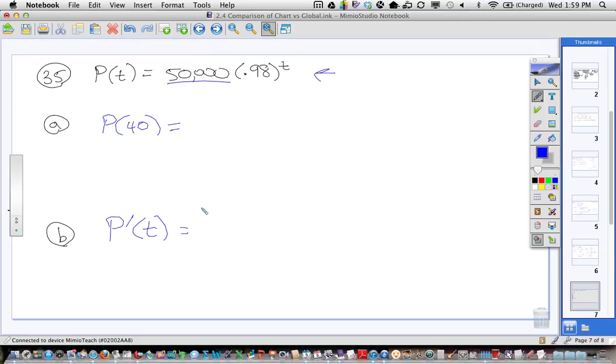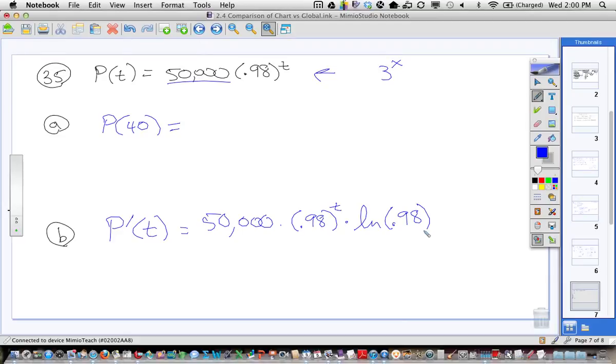So the derivative, the 50,000, would just hang out. This is an exponential like 3 to the x. This is just a number raised to the input variable t. So that would be 0.98 to the t, tack on ln of 0.98. Tack on ln of the base. Now, it turns out that ln of 0.98 is negative. If you did ln of 0.98 on your calculator, it's negative. What you have is p prime being negative, which means what about p? According to the chart, p prime negative, p is decreasing. This population is decreasing, and that was the question.